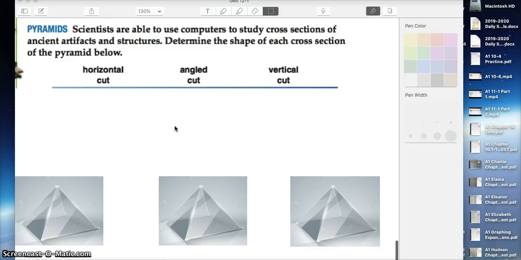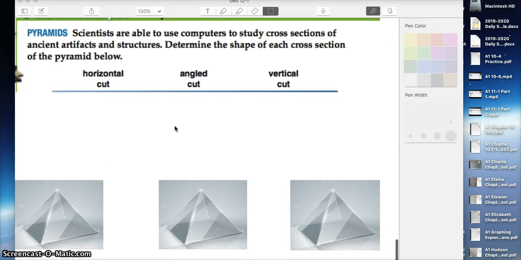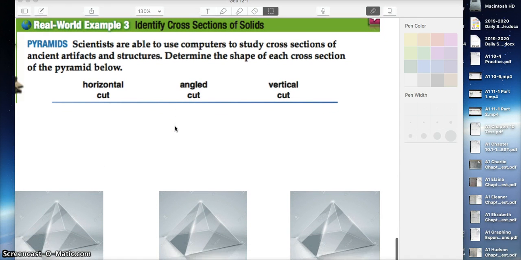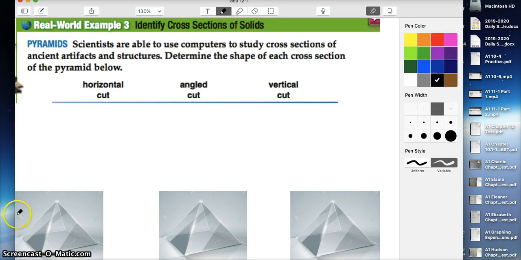All right, let's look at the last example, which is just about identifying cross sections. In this situation, pyramids: scientists are able to use computers to study cross sections of ancient artifacts and structures. Determine the shape of each cross section of the pyramid below. In the text, they kind of just gave you the picture, so I just found another picture and thought maybe I'd try to draw it in a way.